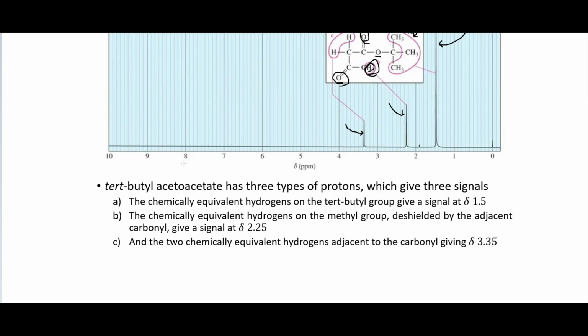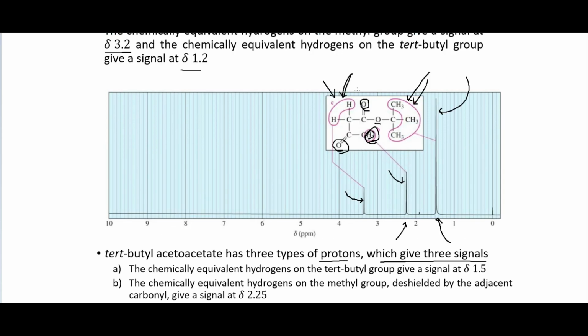So this is the tert-butyl acetoacetate, and this has 3 types of protons, which give 3 signals. So the chemically equivalent hydrogens on the tert-butyl group are at the 1.5 right here. The chemically equivalent hydrogens on the methyl group that are de-shielded by the adjacent carbonyl give this one at 2.25, and the 2 chemically equivalent hydrogens adjacent to the 2 carbonyls give one at 3.35 over there.